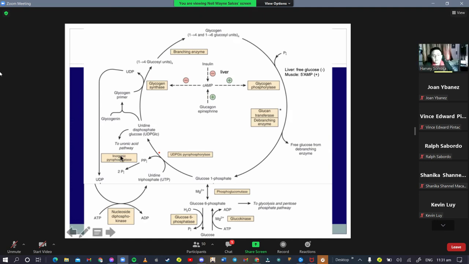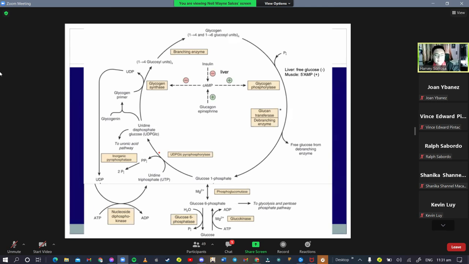So I'm going to talk about glucagon first. It is known that glucagon binds onto the 7 transmembrane receptors that are located in our liver cells. If your glucagon binds to your 7 transmembrane proteins on the membrane of your liver cells, they stimulate what we call the G protein.